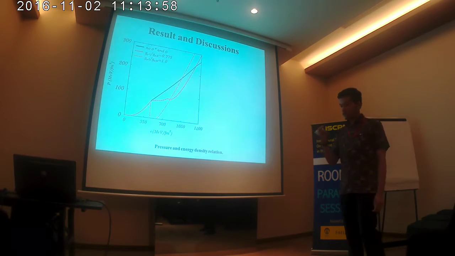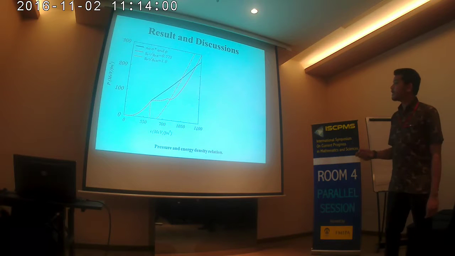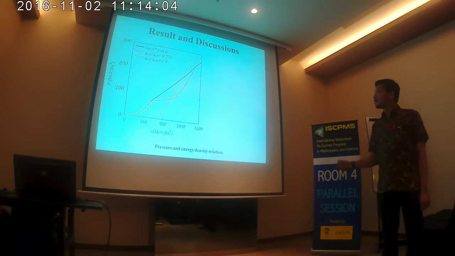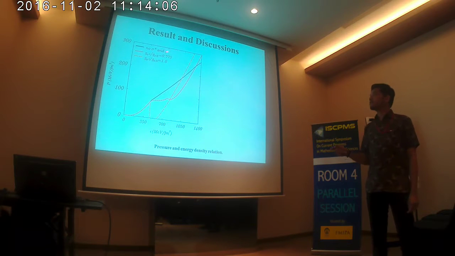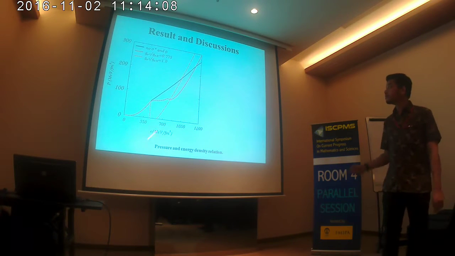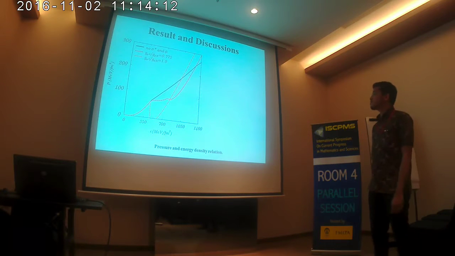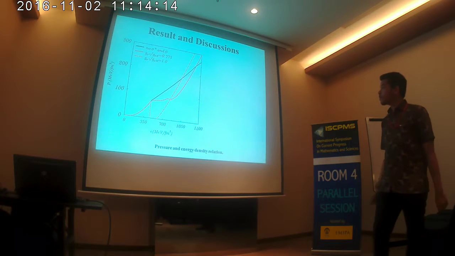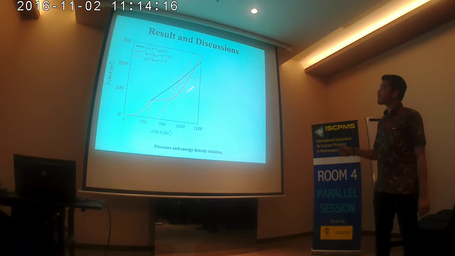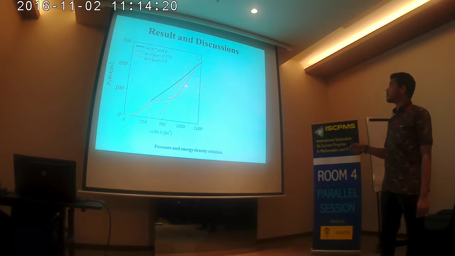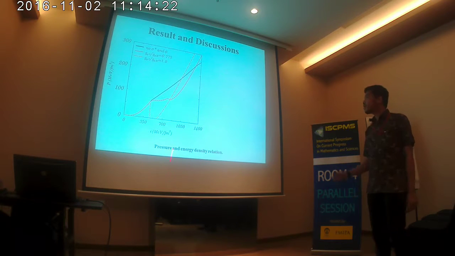Okay, we begin with the relation between pressure and energy density. We can see here there are three types of variation value: no sigma star, and then 0.775, and 1. You can see from the black graph, it's a linear graph. There is no phase transition.